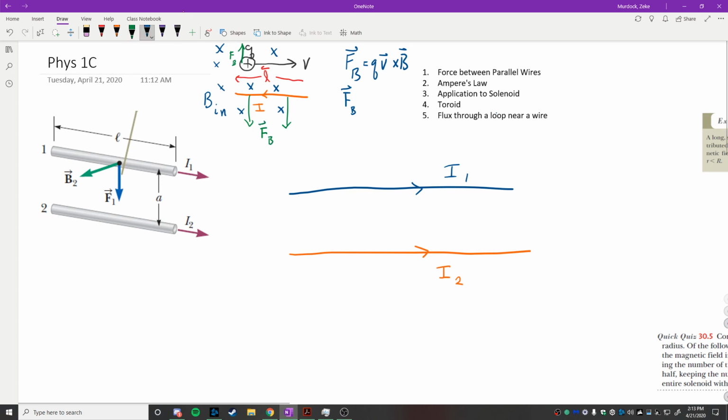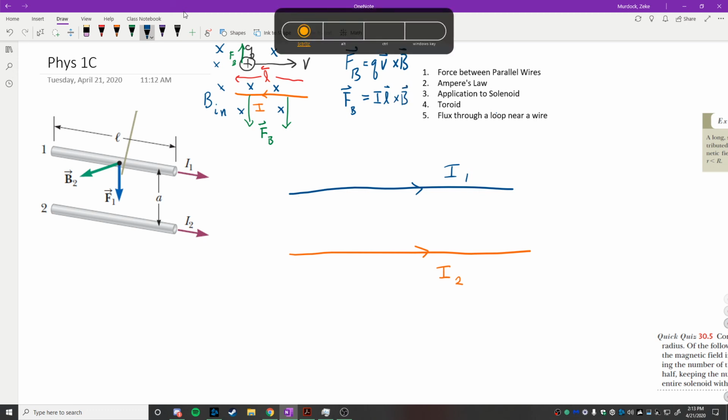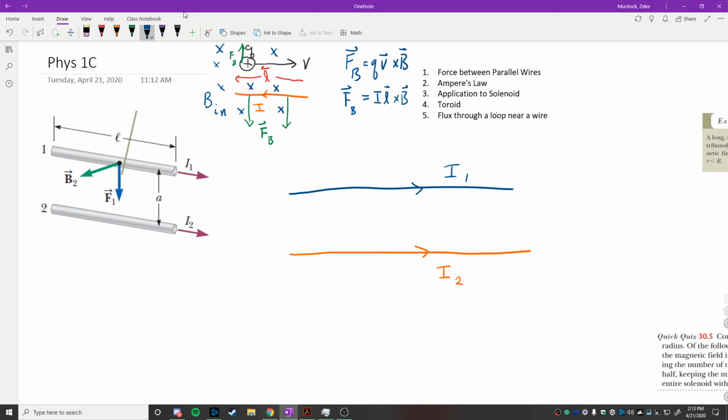And the size of that force is given by a similar expression that involves current, and then you have to do times L crossed with the magnetic field, okay? That's one of the things we learned last time, right? Does anyone have any questions about that? Because that's what we're going to use here to talk about the situation.